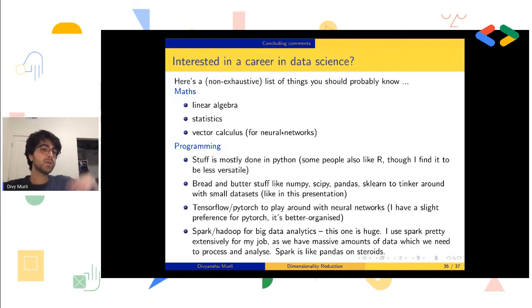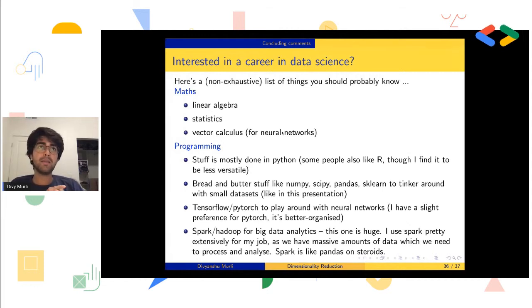Because the way neural networks work is it's like a bunch of matrix multiplications, a bunch of neurons, etc. They forward propagate, and you want to optimize some loss functions. You want to back propagate through that whole thing using stochastic gradient descent, and that's all vector calculus. So those three math topics, really, I'd say know pretty well.